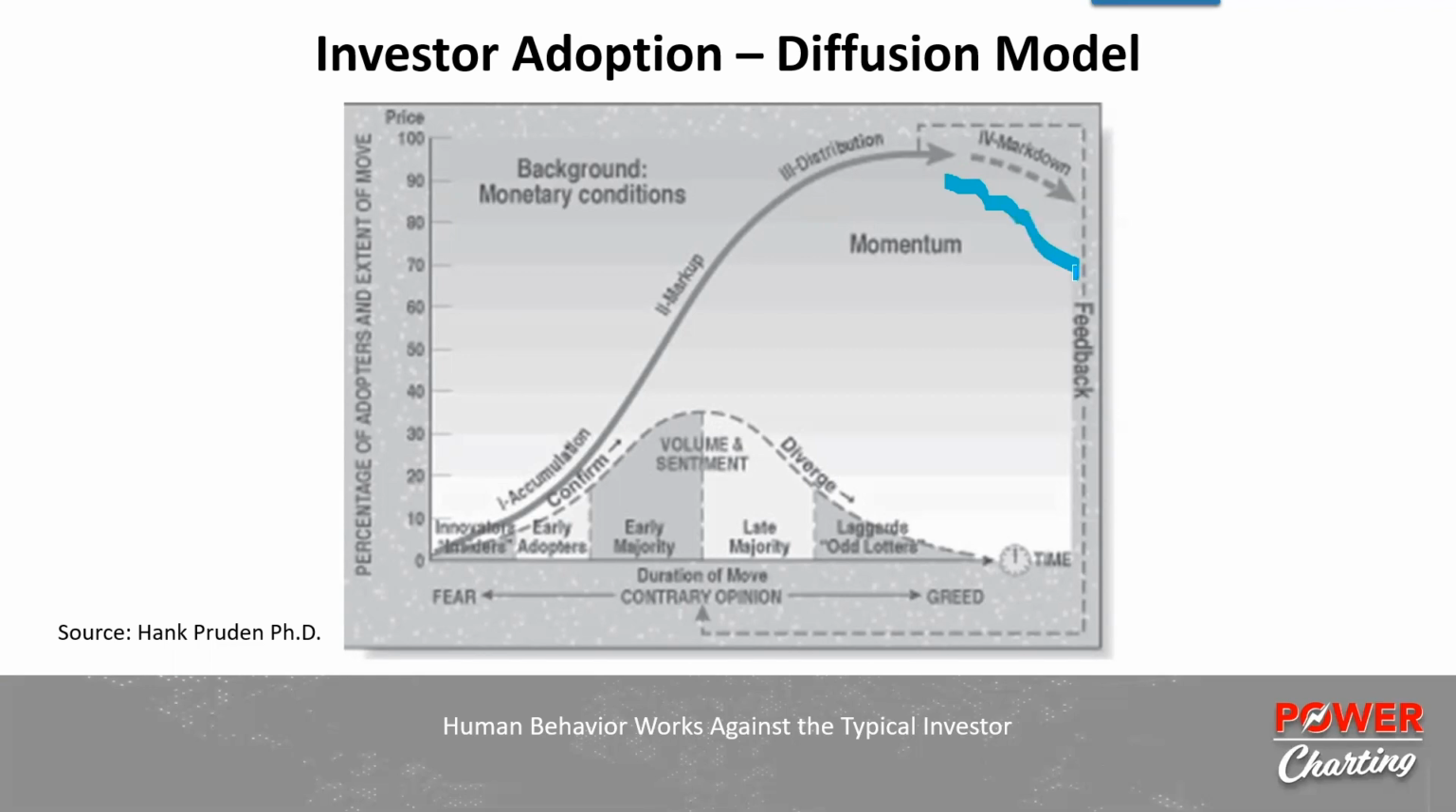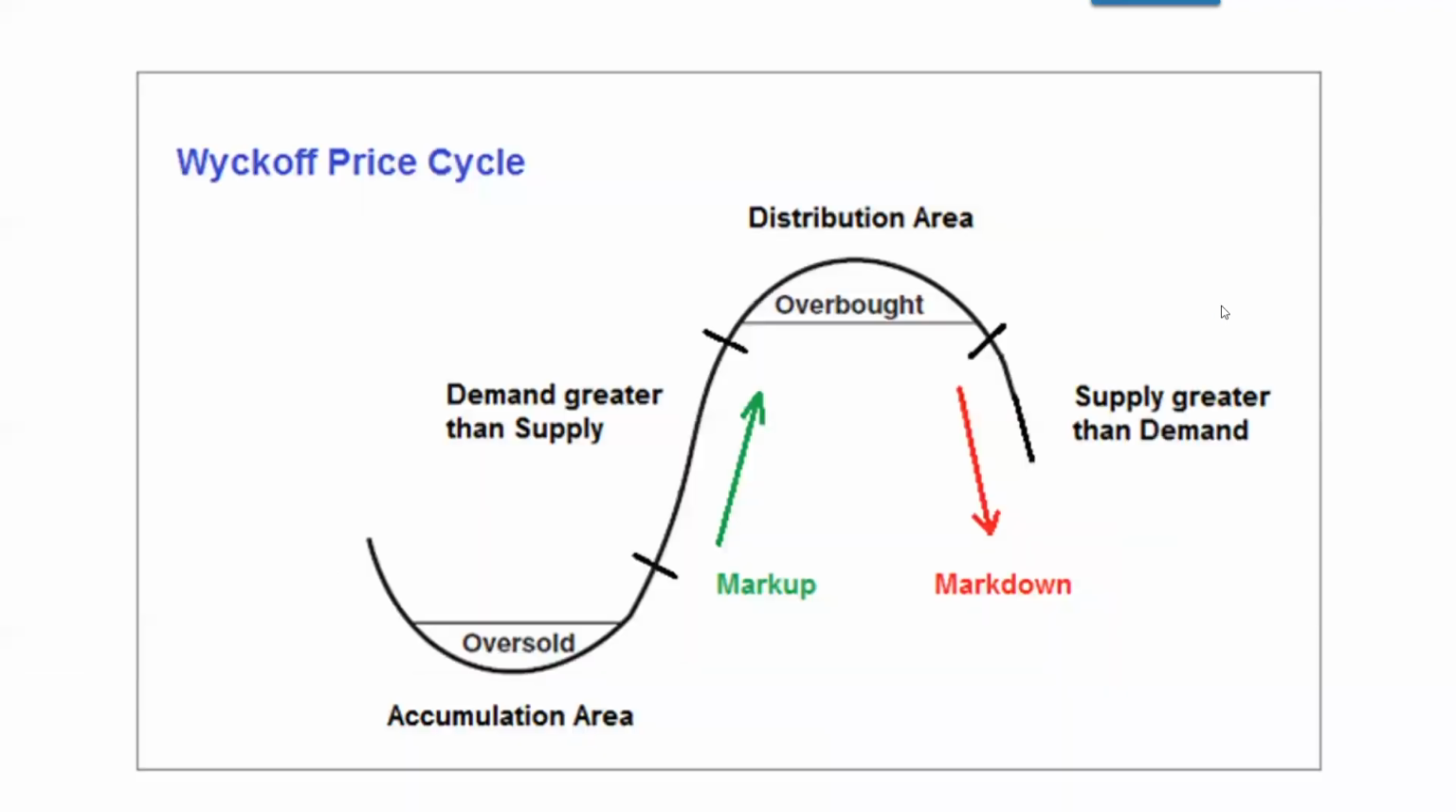But anyway, here's the markdown phase. Here's who owns these stocks in the markdown phase versus who owns them in the beginning. Fear is the underlying emotion that's in place during accumulation. Greed is the underlying emotion that's in place at the end when distribution is taking place.